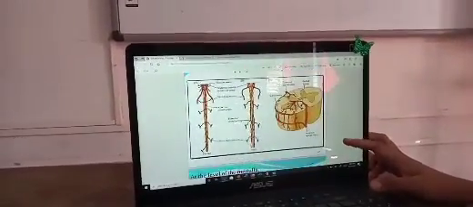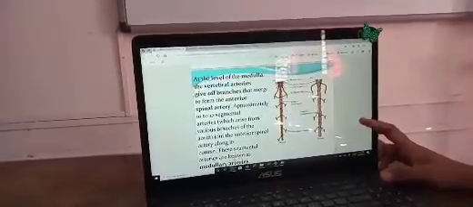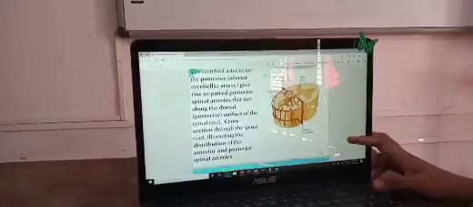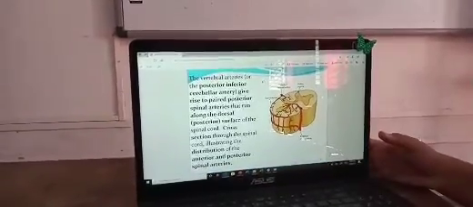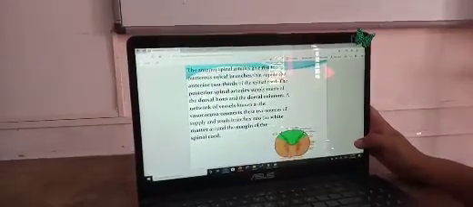Now this is a picture of the arterial supply of the spinal cord. So you have all these.